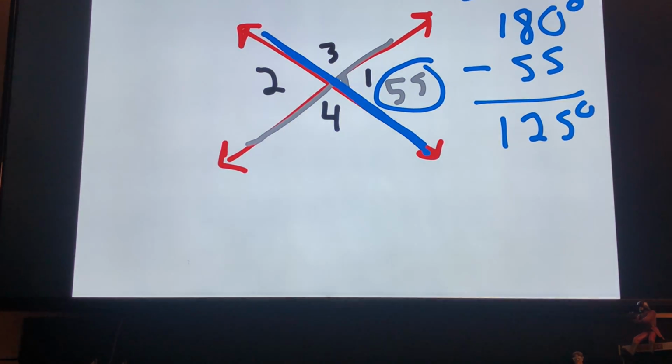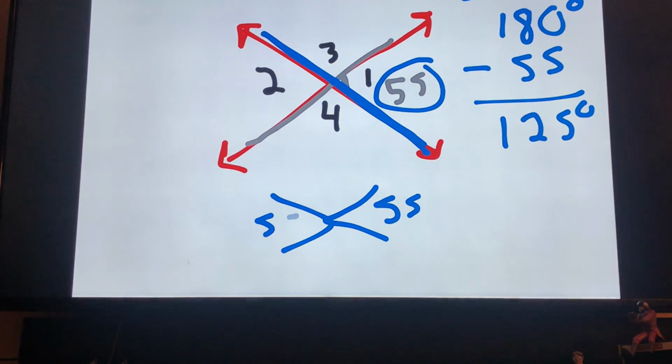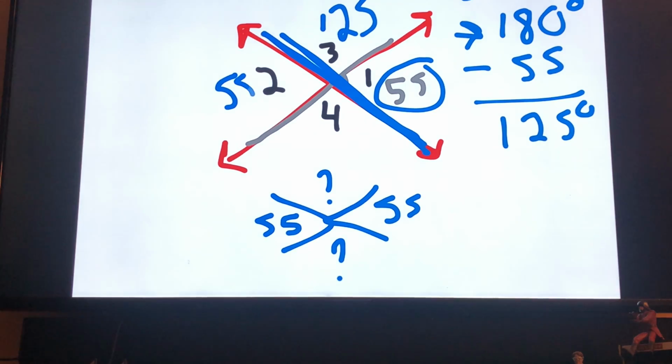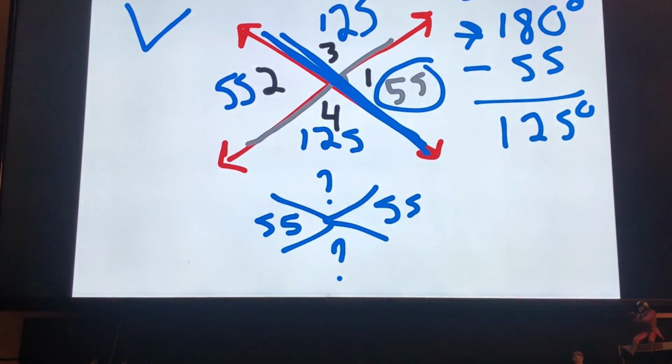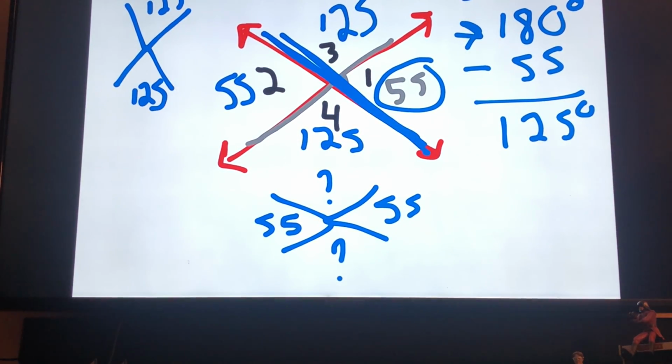So again, let me just do a recap of what I just mentioned. 1 and 2 are looking at each other, if you will. So 55, that means this has to be 55. 3 and 4 are looking at each other, but we don't know what they are. But we can figure out once we do the line, which we did here, and we did 180 minus 55 to get 125 right here. So if you know this is 125, we figured out this is 55. Well, guess what? This one also has to be 125. Why, you ask? Because 3 and 4 are looking at each other. So if this is 125, this also has to be 125.